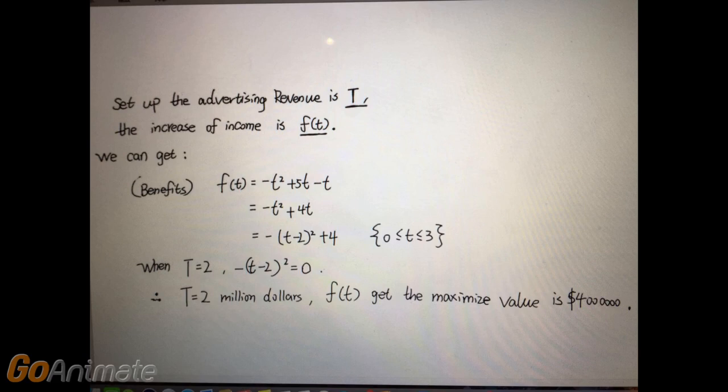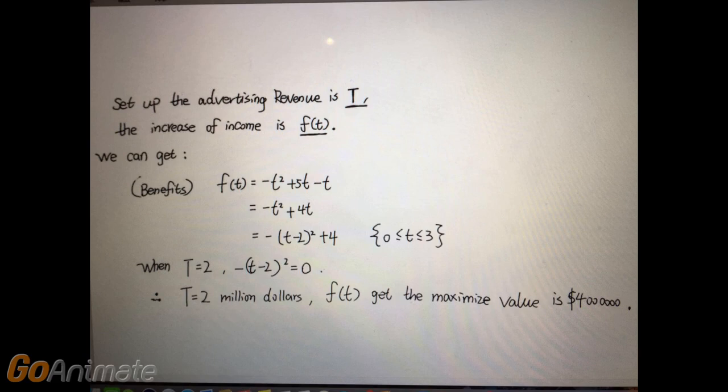So finally, we can get the t equals $2 million. The FT gets the maximized value is $4 million. So it's clear to show us when the t equals $2 million, the company can get the most benefits.